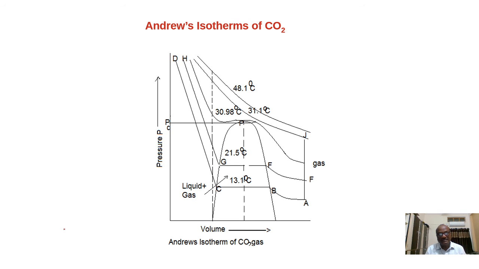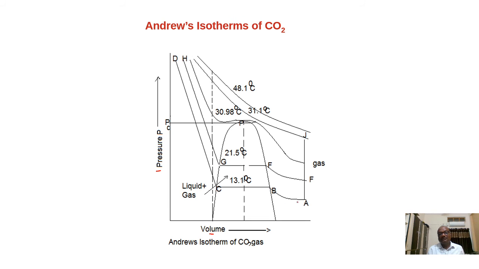In case of carbon dioxide, we are observing the pressure-volume relationship at different temperatures. The study provides different graphs at different temperatures. All these curves are called isotherms. So the graph is drawn between the pressure versus volume of carbon dioxide. Let me see the behavior of carbon dioxide at 13.1 degrees centigrade.